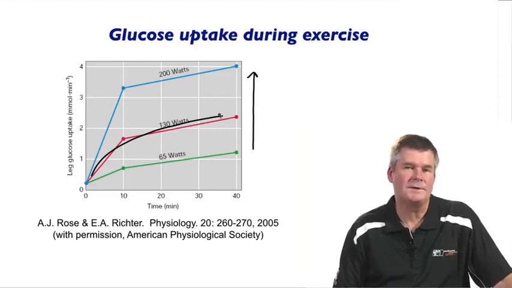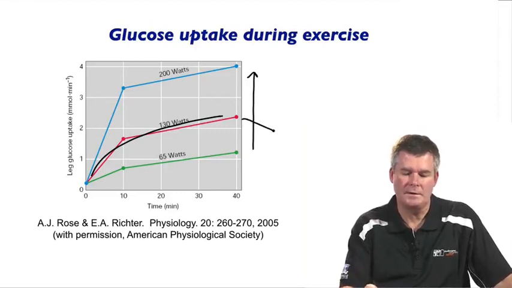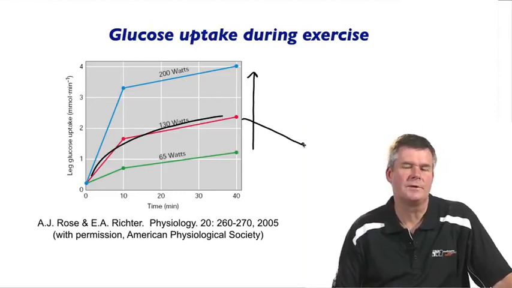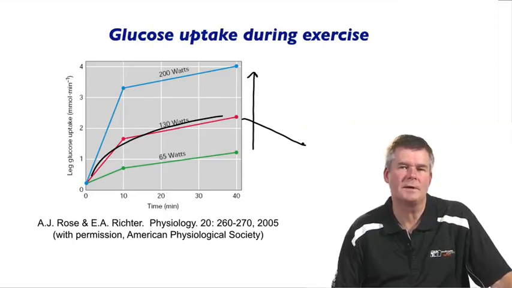If the exercise extends for several hours, then over time, what one sees is a slow reduction in glucose uptake as the blood glucose levels decline. And this is one of the reasons why ingesting carbohydrate-containing drinks is often used as a strategy by endurance athletes to maintain blood glucose levels and to maintain glucose uptake during prolonged exercise.